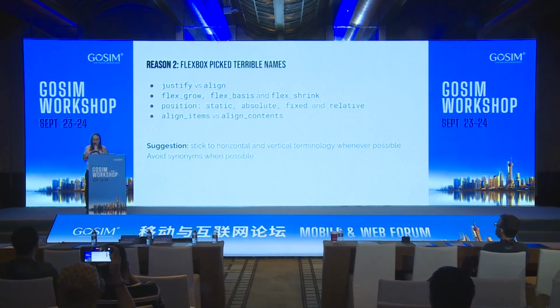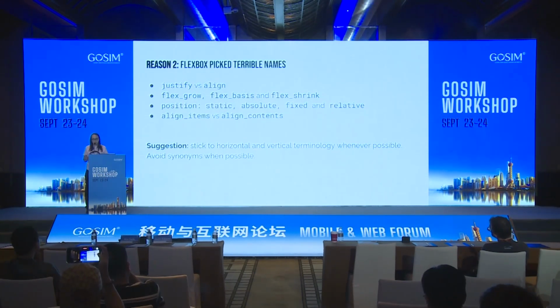Or similarly, how does align items versus align contents differ? Like, are items not contents? Are contents not items? And so my advice to you is, please just stick to horizontal and vertical. Just say, like, align horizontal, and try to avoid synonyms like static, absolute, and fixed, all in the same API.